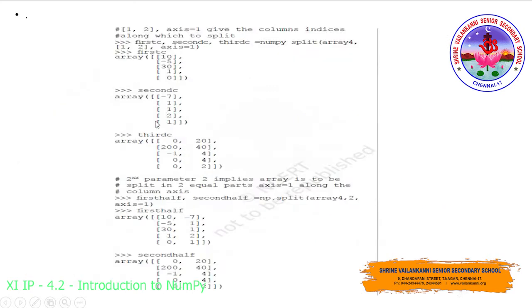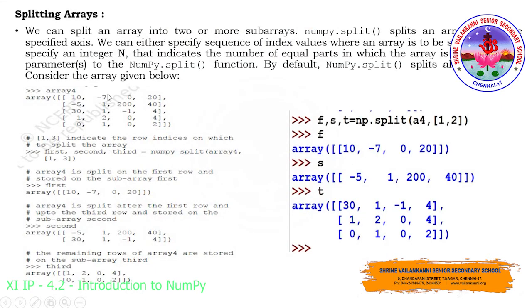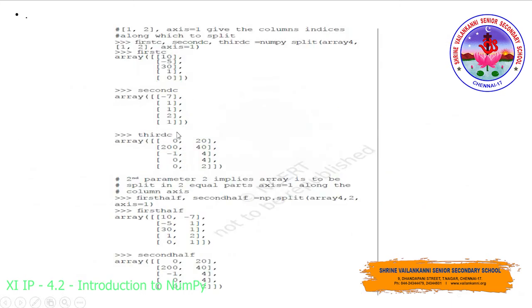And for the second C variable, again the second column has been split up as a subarray. And for the third C variable, the remaining columns will be retrieved and displayed. So this is how it works. When we provide axis equal to 1, column-wise splitting takes place. If we do not provide any axis value, by default row-wise splitting will take place.